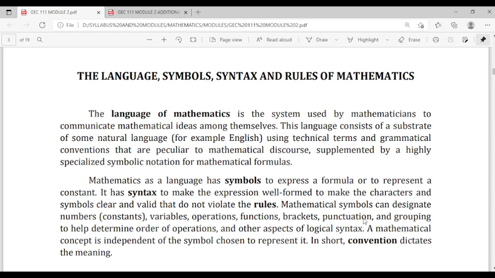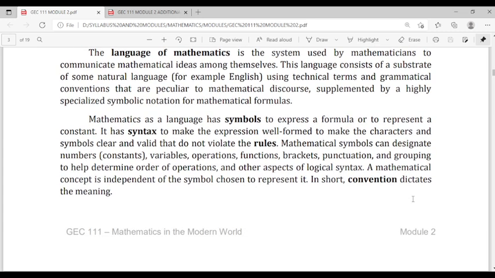So, in lesson 1, the language, symbols, syntax, and rules of mathematics. What is a language of mathematics? This is the system used by mathematicians to communicate mathematical ideas among them. This language consists of a substrate of some natural language. In English, grammar, they use technical terms and grammatical conventions. In mathematical discourse, they use specialized symbol notation for mathematical formulas.